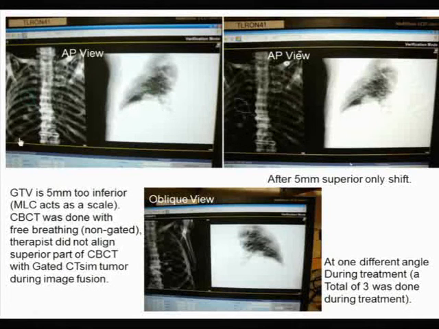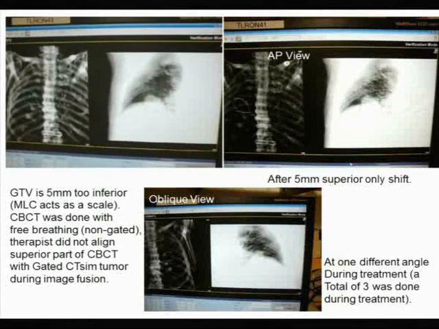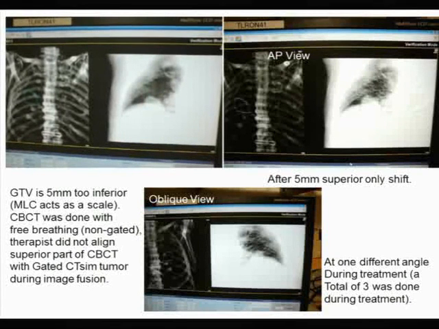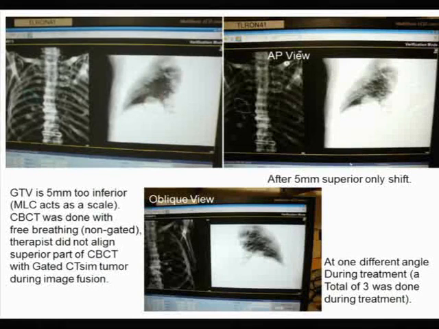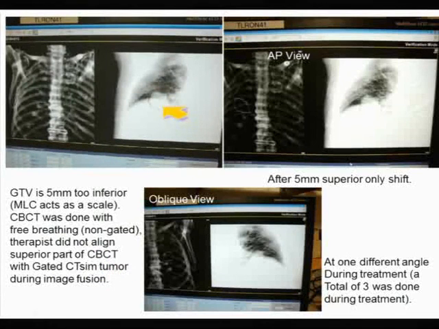So let's look at this example. This is after cone beam CT. Before we treat, we do throttle to verify, to make sure our setup is at the GTV. So take a look. Gate open, and the patient's GTV is low. That's after cone beam CT. Everything we thought was lined up. But the therapist did not align the superior part of this cone beam CT with the gated CT, so they did a middle one.